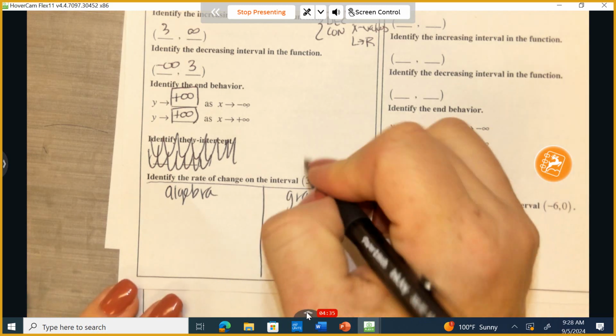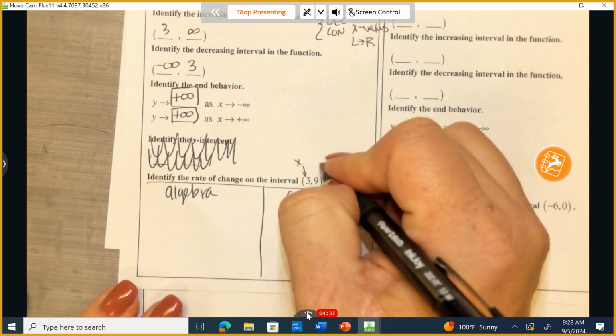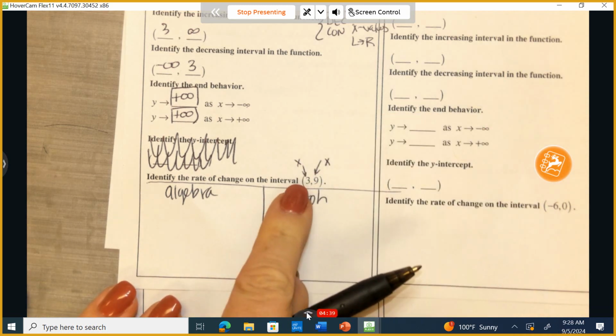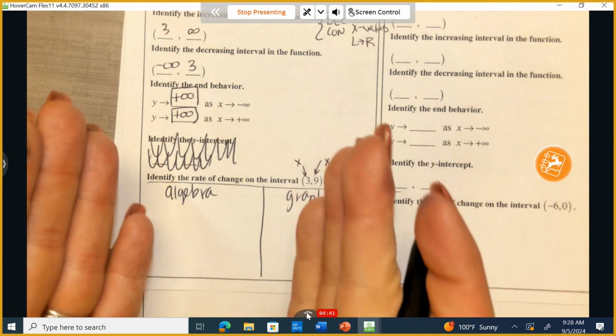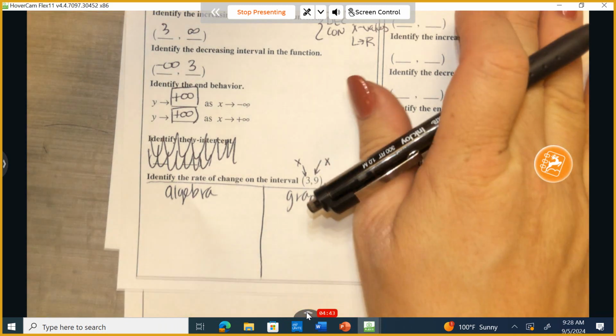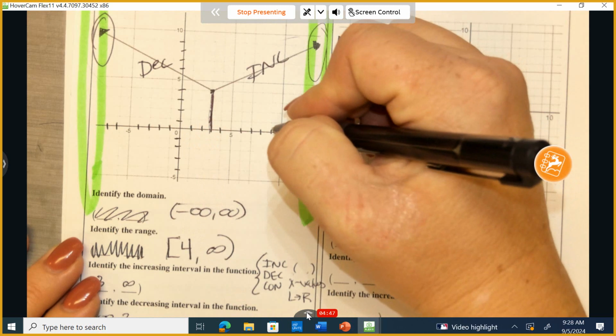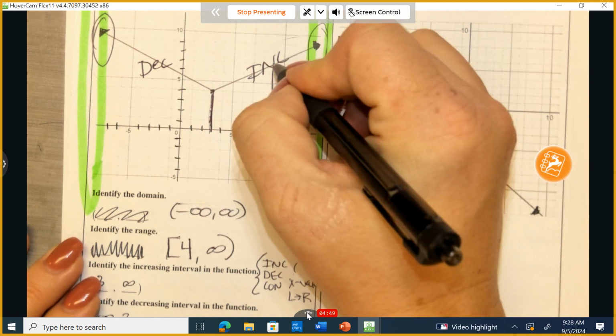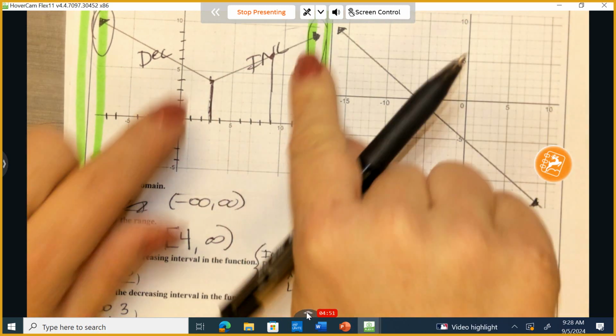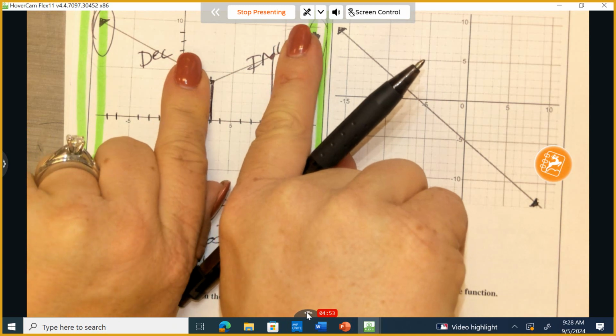So this is not an ordered pair. This is an x value, and this is an x value, and this describes an interval. We want to know what's happening from 3 to 9. How fast is it going up or down? So I'm going to go to where x equals 3, got it, and where x equals 9, got it. And now I need to know from here to here what's happening.